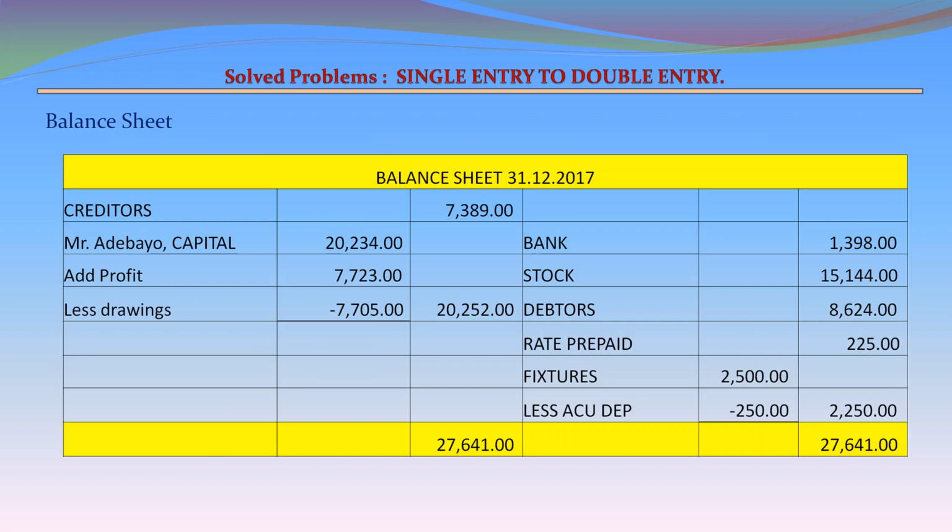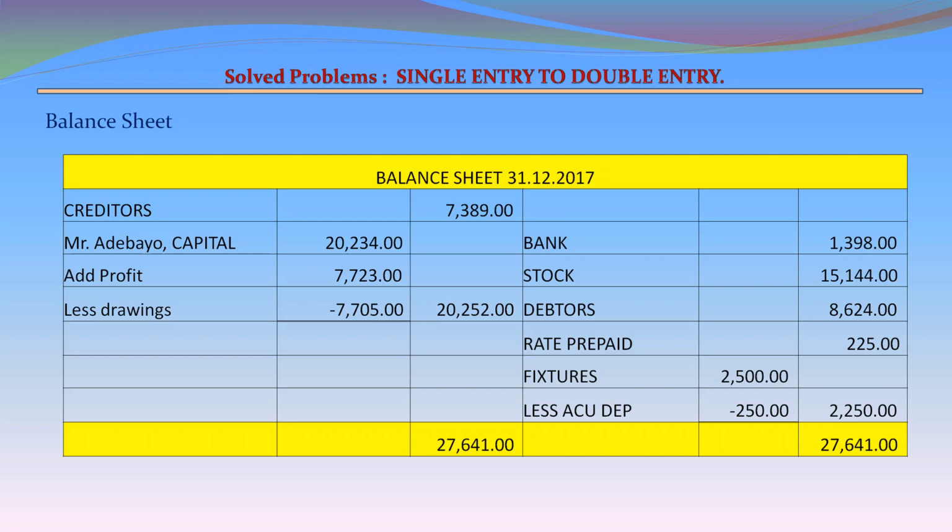Balance sheet as on 31st December 2017. Creditors 7,389. Mr. Adebayo's capital 20,234. Add profit 7,723. Less drawings 7,705. Mr. Adebayo's closing capital 20,252.